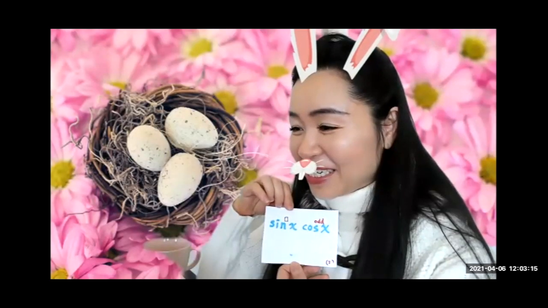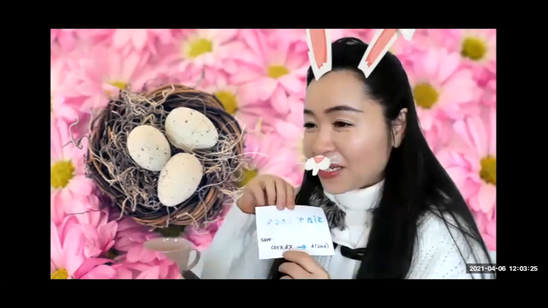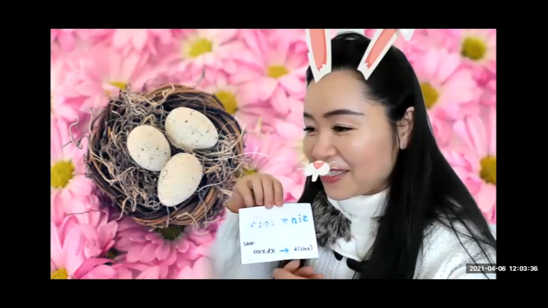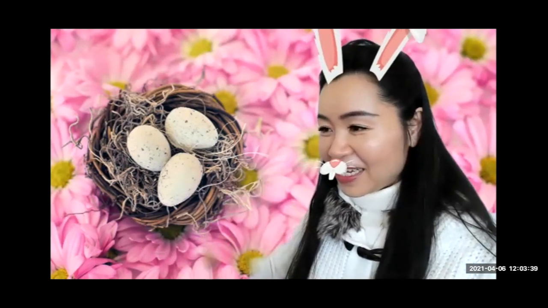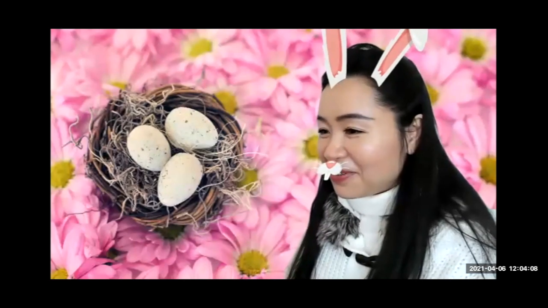We save one cosine x with dx. What did you guys say? Say it one more time. Save one cosine x together with dx, right? Okay, you got it. Good job. So you save one cosine x together with dx, and what does this cosine x dx become? d sine x. Okay, you got it. Good job. Next one: use the half angle formulas. The answer here is to use a half angle formula.